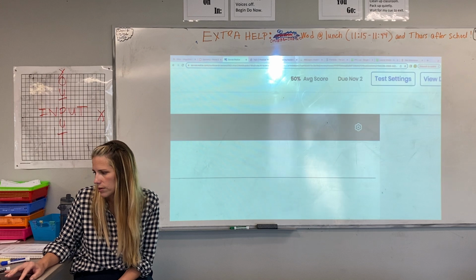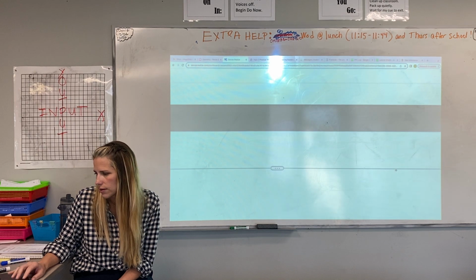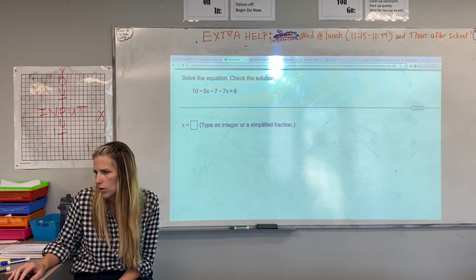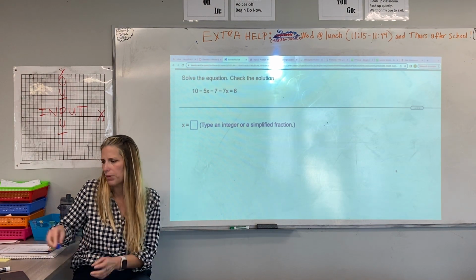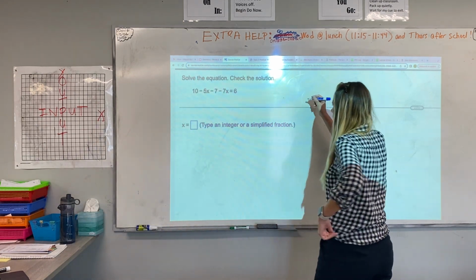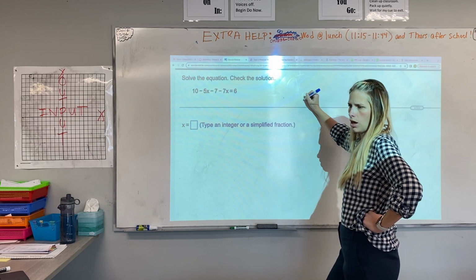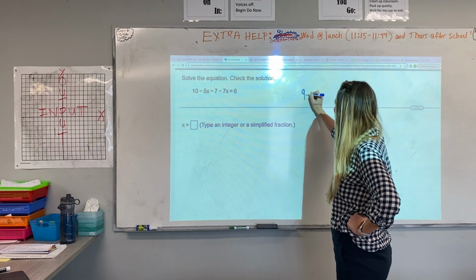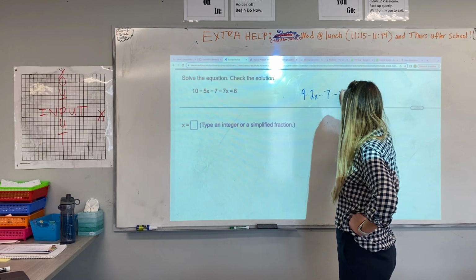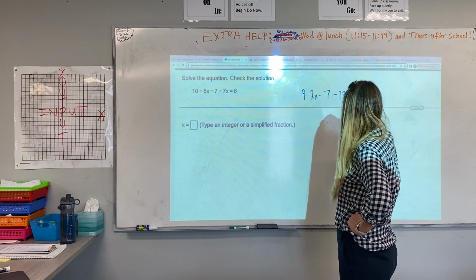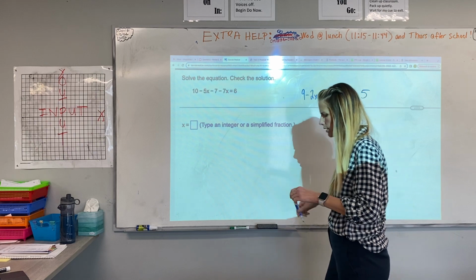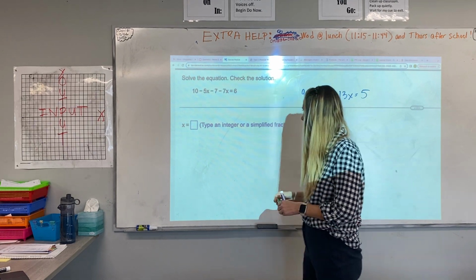Hope you guys are taking notes. This is for number 13. Okay, so do you want mine? Yes, but I really want you to walk me through it because we just did one just like this. Okay, go ahead and give me yours. It's 9 minus 2x minus 7 minus 13x equals 5. Does that look right? 9 minus 2x minus 7 minus 13x equals 5? All right, I'm going to take one of my favorite colors so you guys can see it better.